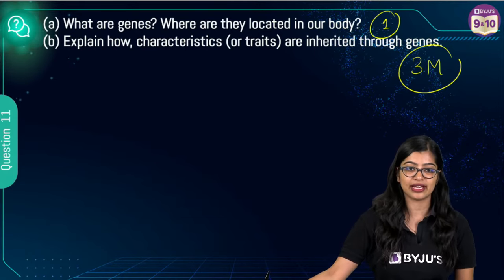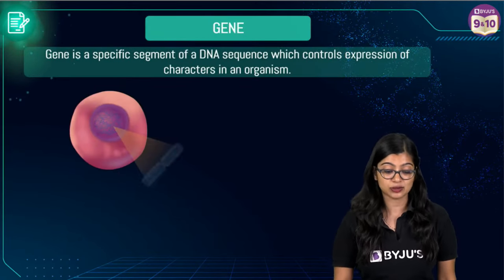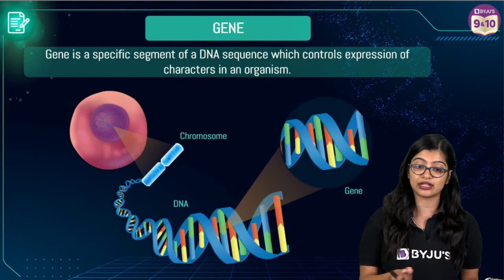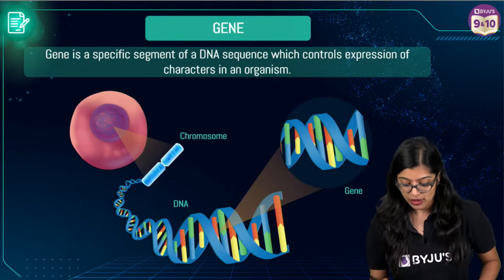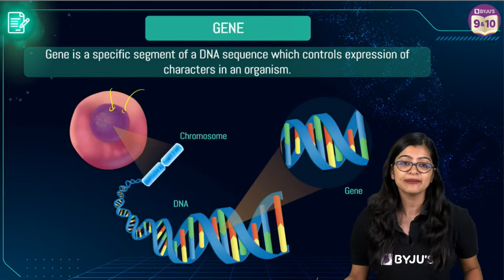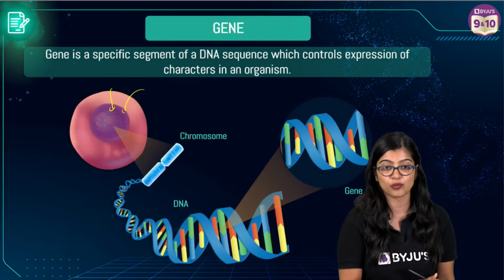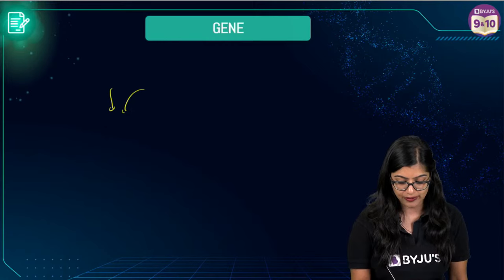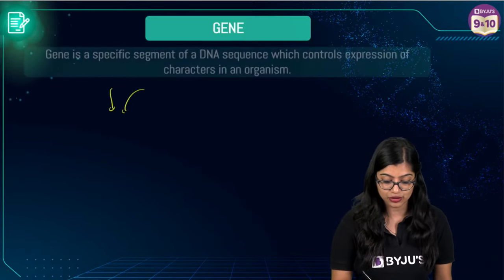Yes, very good. Small segment of DNA, amazing. So what are genes? They are specific segments of DNA that control the expression of a character or code for a particular character. Now, where do we find this DNA? We find it in the chromosomes that are located in the nucleus. So this is where we find the genes, and we can say that they are the heredity units as well. Very good. Now, the second part of the question is, how are these characters inherited through genes?